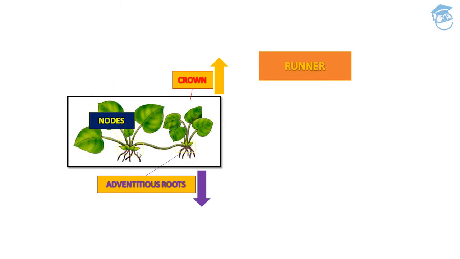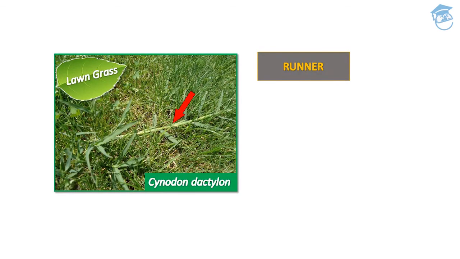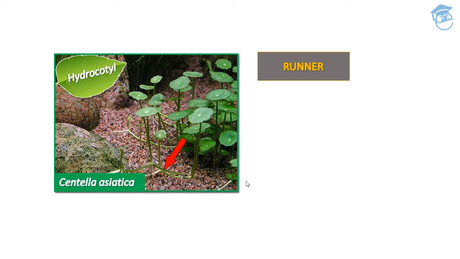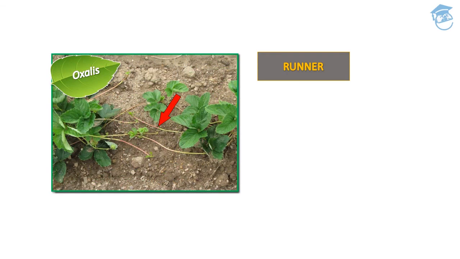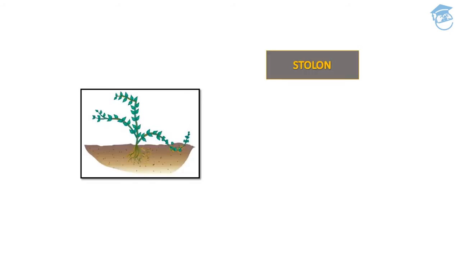See, these are the nodes that bear scale leaves and axillary buds. These are the axillary buds present at the nodes from where the prostrate branch, that is the runner, emerges, as you can see in lawn grass, whose botanical name is Cynodon dactylon. Hydrocotyle, whose botanical name is Centella asiatica. Runner is in oxalis also.